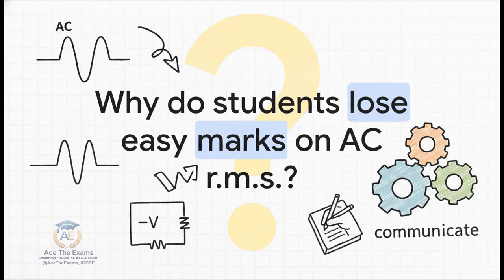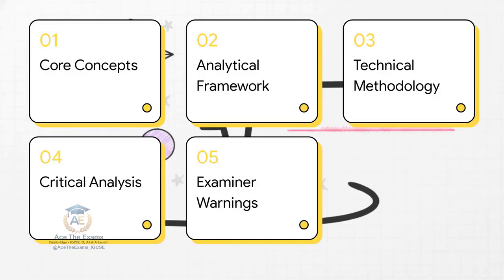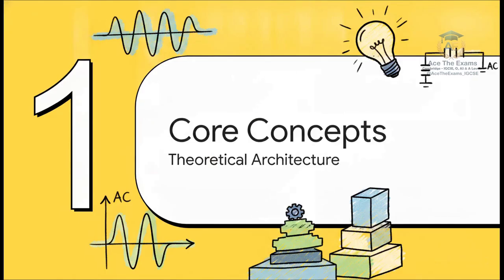The principal examiner reports actually highlight this constantly. It's rarely because you don't know the basic physics. It's all about execution, methodology, and how effectively you communicate your underlying analytical process on the page. So, to fix this, we are going to deconstruct this entire topic like a principal examiner would. We'll be moving through 5 critical stages today: core concepts, the analytical framework, technical methodology, critical analysis skills, and finally, the top examiner warnings. Let's jump right into Section 1, Core Concepts, the theoretical architecture.